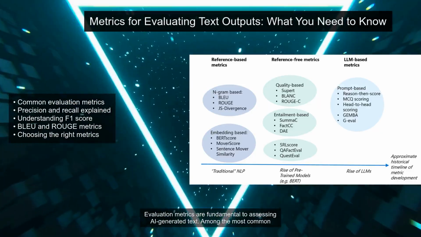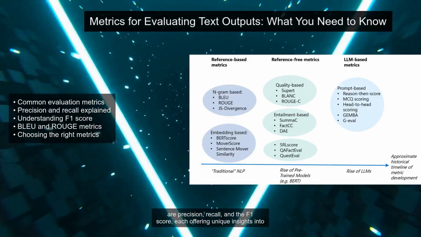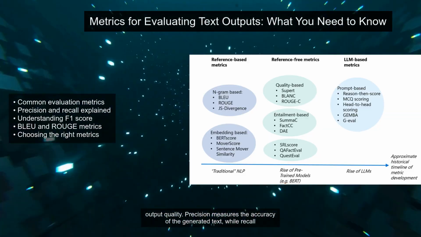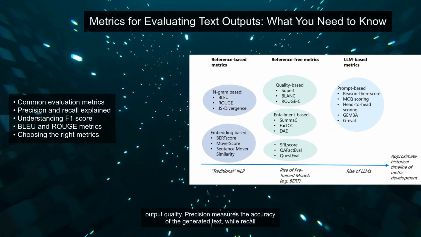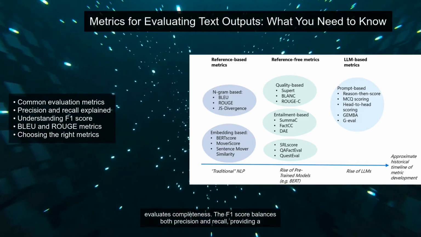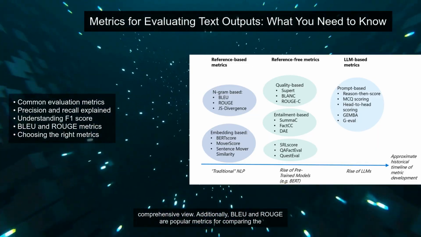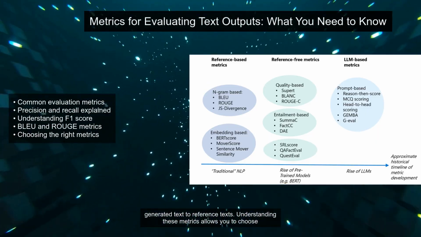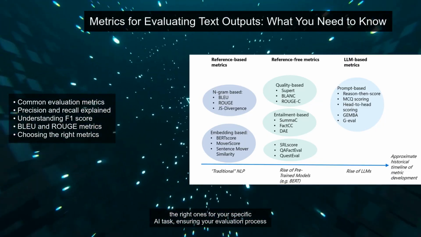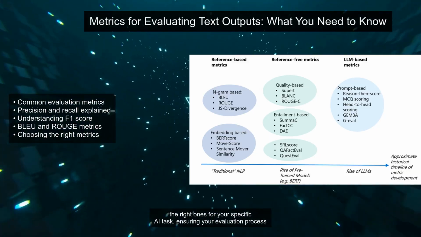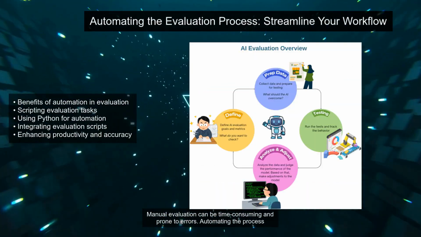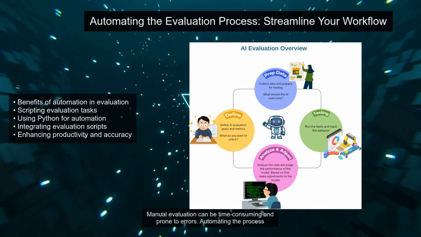Evaluation metrics are fundamental to assessing AI-generated text. Among the most common are precision, recall, and the F1 score, each offering unique insights into output quality. Precision measures the accuracy of the generated text, while recall evaluates completeness. The F1 score balances both precision and recall, providing a comprehensive view. Additionally, BLEU and ROUGE are popular metrics for comparing the generated text to reference texts. Understanding these metrics allows you to choose the right ones for your specific AI task, ensuring your evaluation process is both effective and informative.